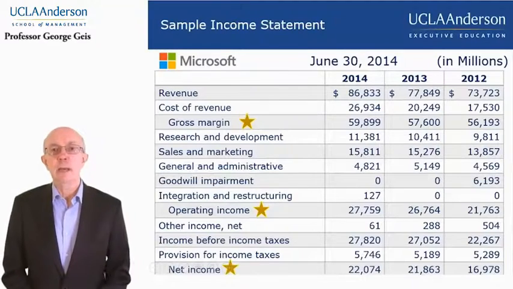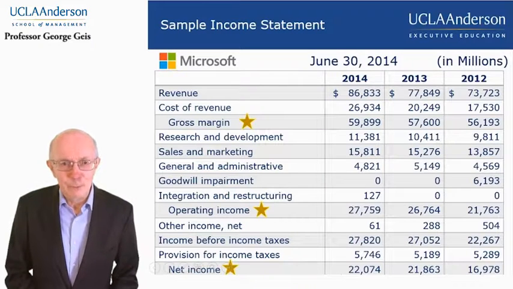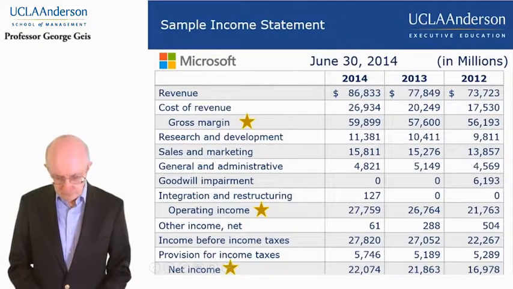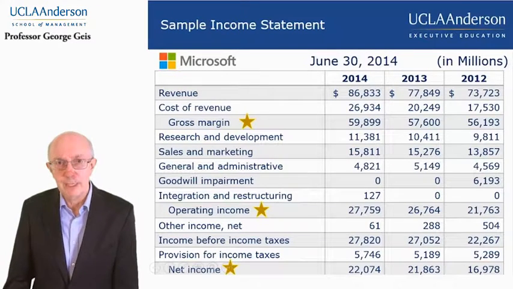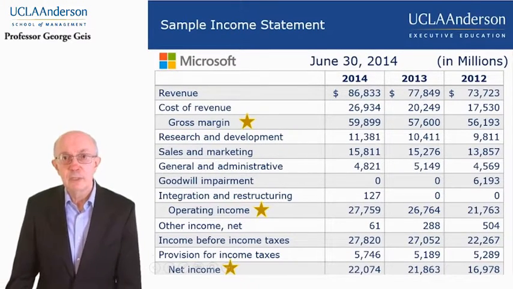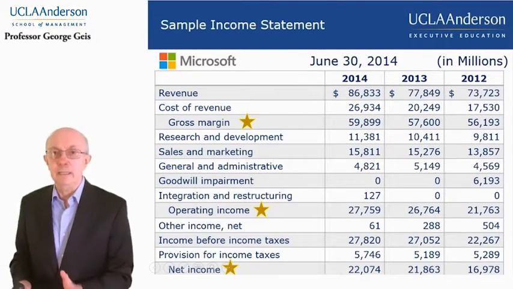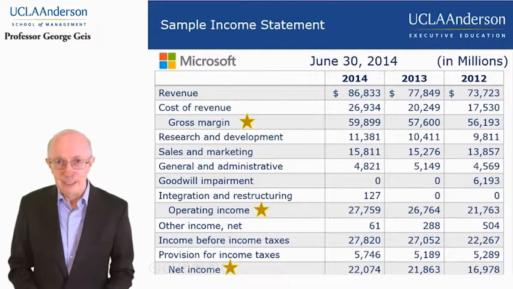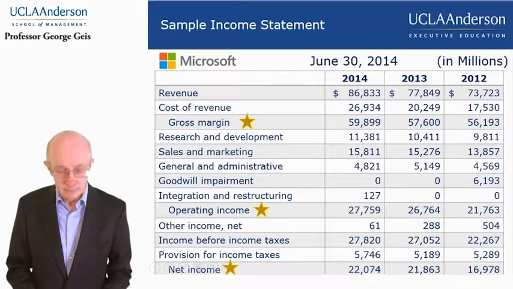Okay, so here is Microsoft, for example. We've been working with this company. Let's take a look at this. Notice that it's pretty straightforward. I've got the revenue of $86 billion, almost 87. Remember, this is the year ending June 30th, 2014. It's for 12 months. It describes the activity that occurred during that entire period.